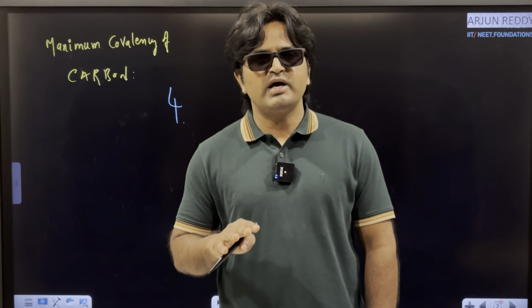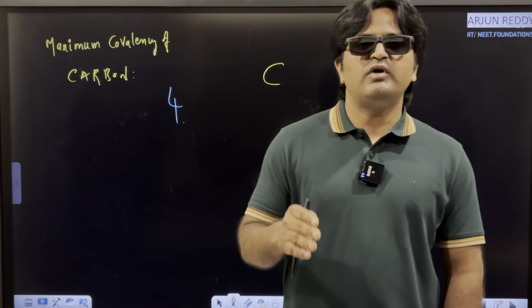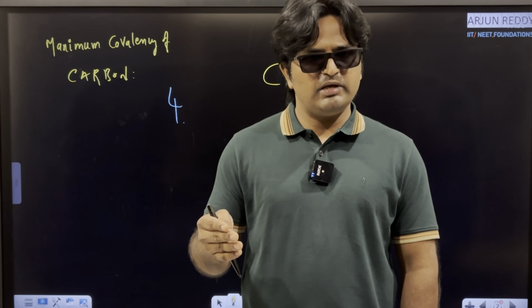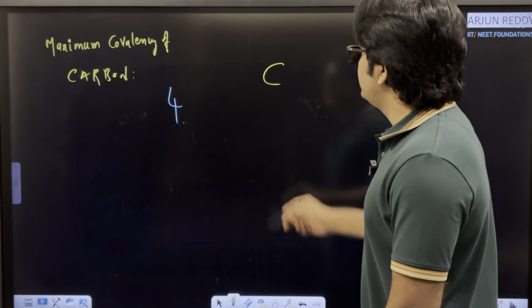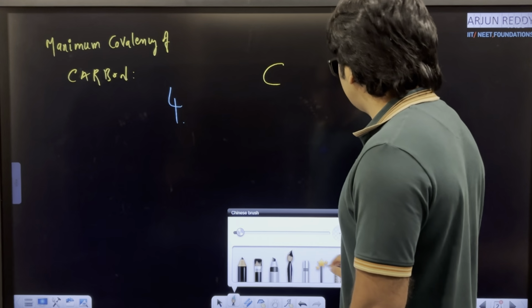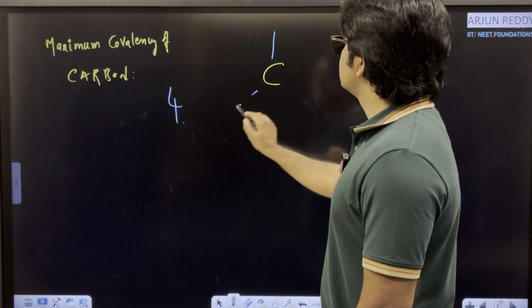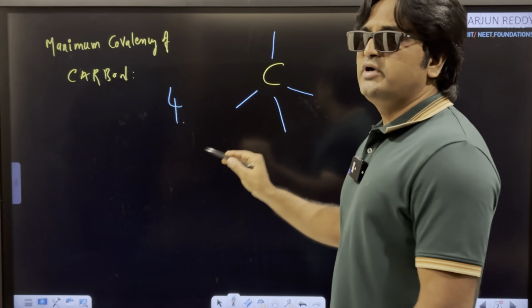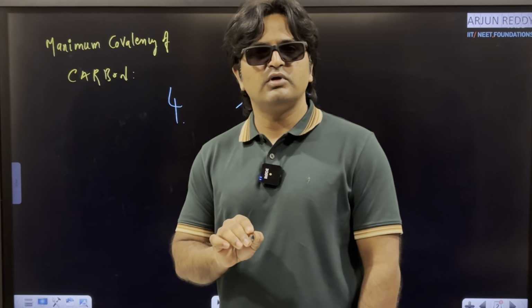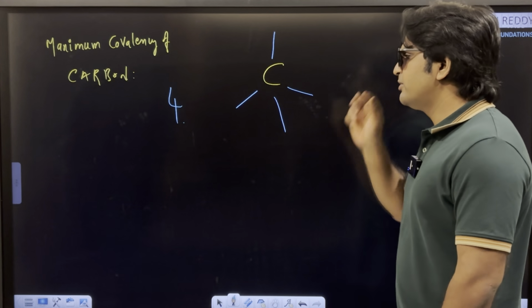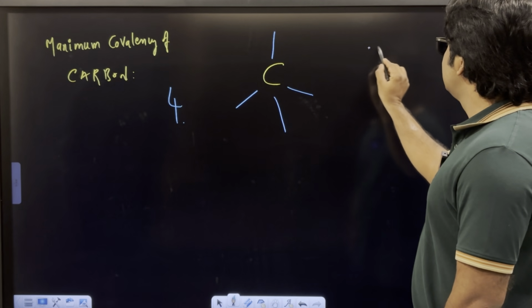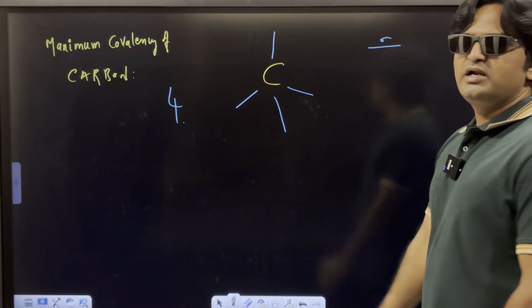These 4 bonds may be in the form of sigma bonds or a combination of sigma and pi bonds. First I am writing like this: around this carbon atom, I am trying to arrange 4 bonds, 1 2 3 4. What is the covalency of that carbon atom? 4. How many bonds are present around the carbon atom? We know that if only a single bond is present, that should be taken as a sigma bond.